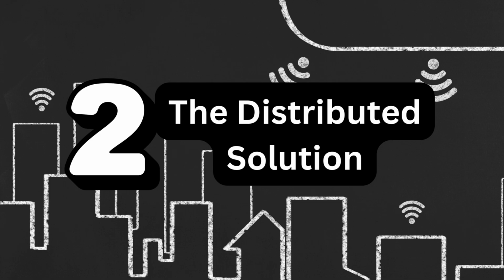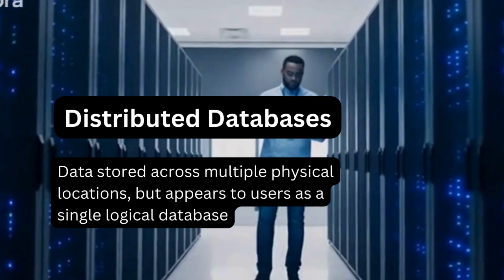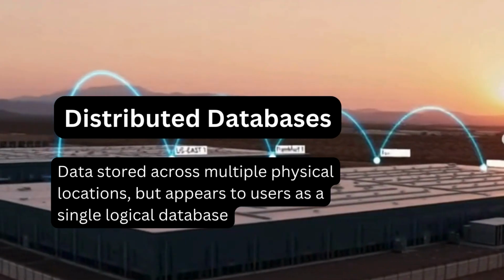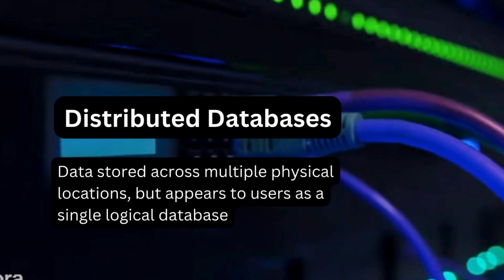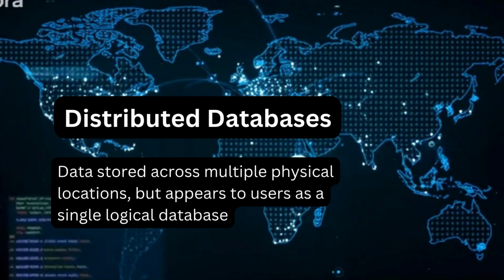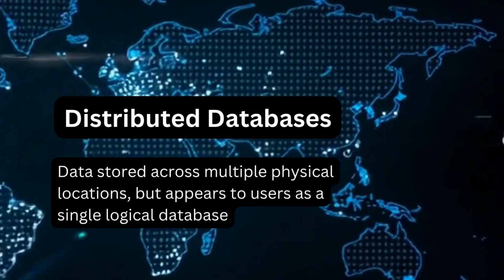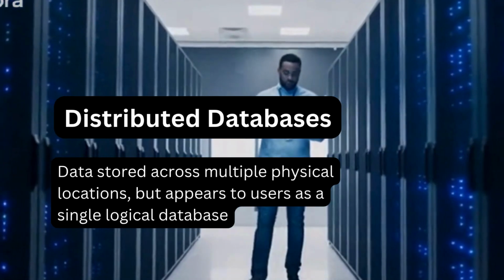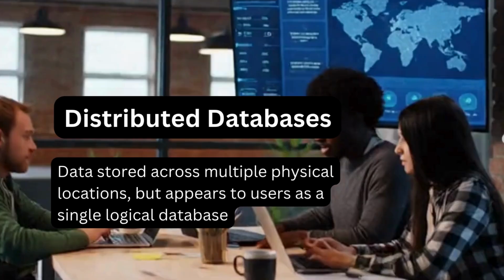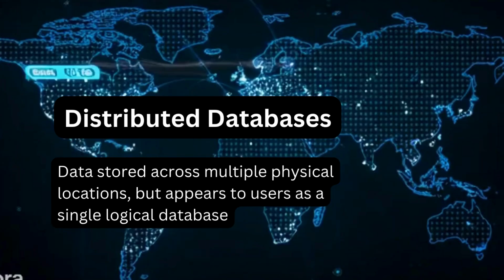Well, the answer lies in this really brilliant idea. Instead of having one giant central computer trying to do everything, you have lots of smaller ones, all working together. So, the official definition goes something like this. It's a bunch of databases that are physically spread all over the place. We're talking different cities, different countries, different continents. But to you, the user, it just looks and feels like one single unified database.